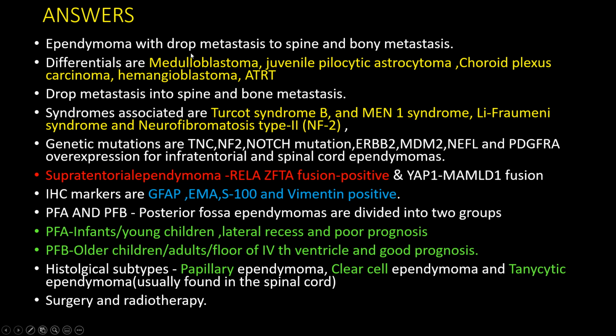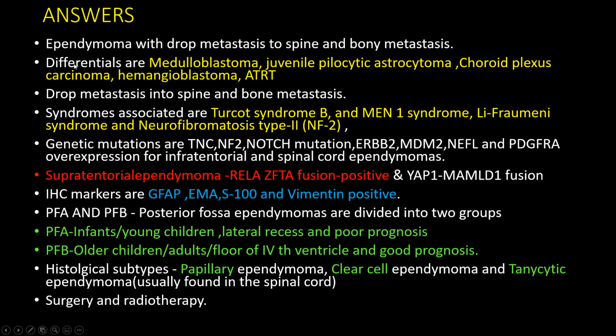And what are those enhancing areas in the spinal cord? Intramedullary location and also intradural extramedullary location. Those are nothing but drop metastases, which are commonly encountered in ependymoma. So the complete diagnosis of this case is ependymoma with drop metastasis to the spine, and we have even seen a bony lesion in L2 which is bony metastasis. So that is extraneural metastasis.